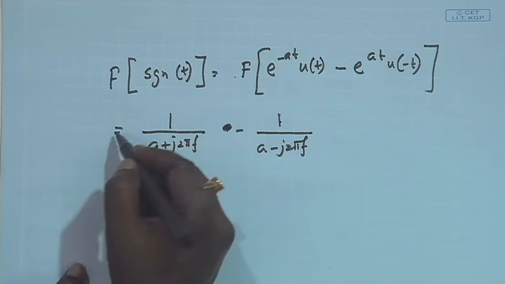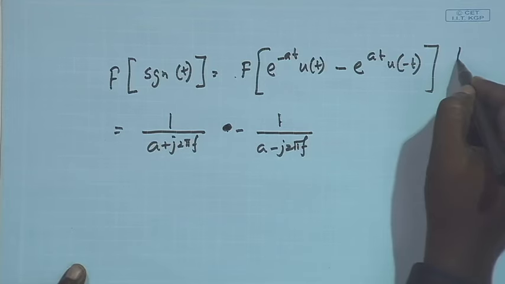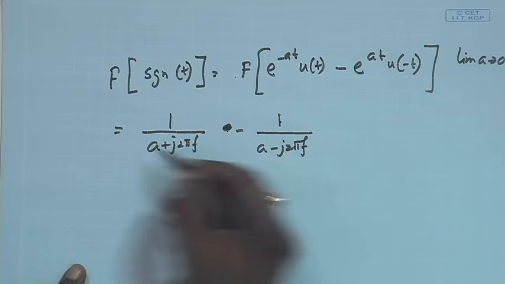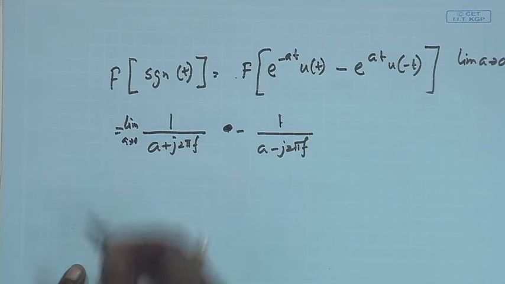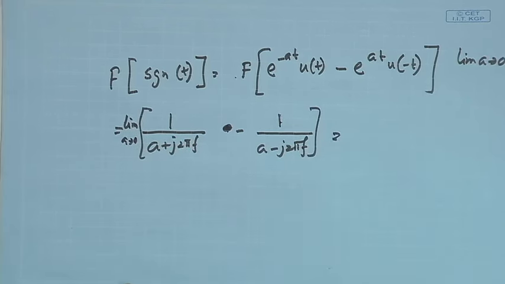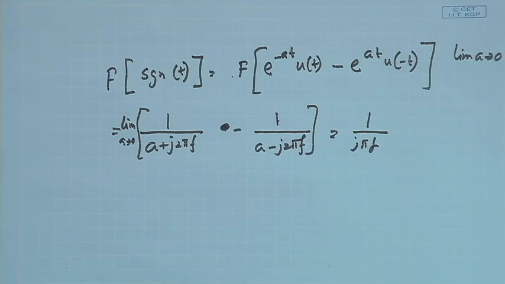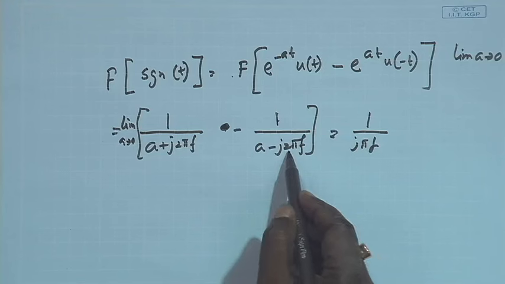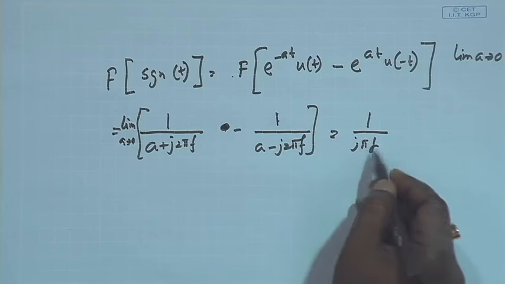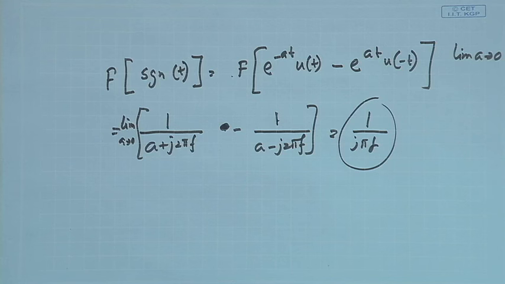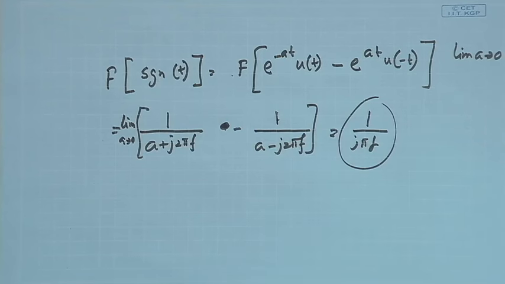Okay. And now that particular part comes, we have to put limit a tends to 0. Whenever we put this, we immediately get 1 by j pi f, because a goes to 0. So, we have this, and we get 1 by j 2, because 2 is there. So half plus half, it will be 1 by j pi f. So, the signum function, that is a very important result. Even though it is a discontinuous function, it has a Fourier representation and a corresponding Fourier transform. So, the signum function has a Fourier transform of 1 by j pi f.